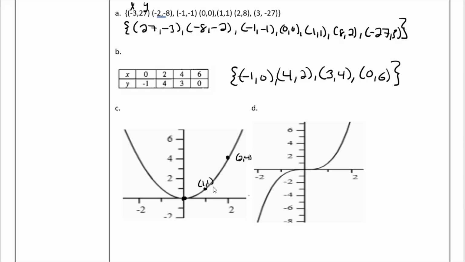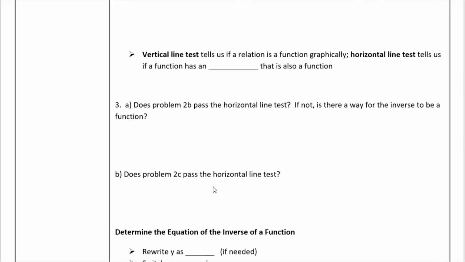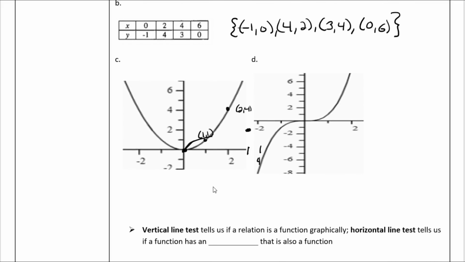So this is 1, 2, 3 and then 4, so around here. And so now we have 4 and 2, and then we graph that. I'll try to do that as best I can here. Oops, let me go back and erase that. Okay, so there. That is the graph of the inverse.